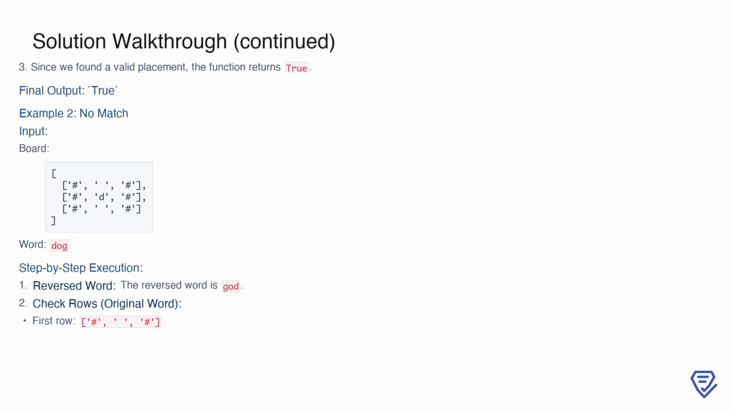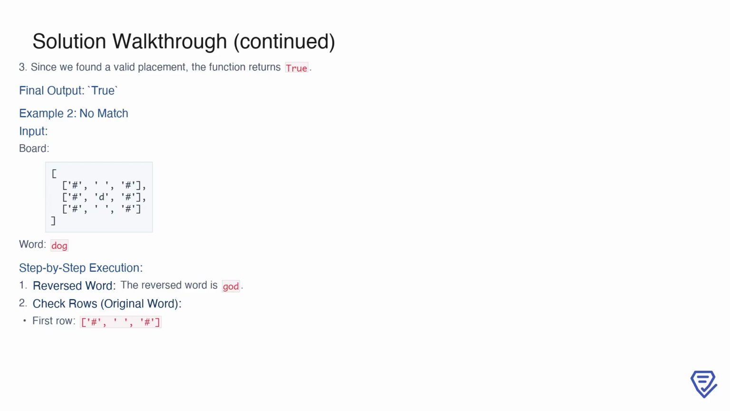Let's consider another scenario where no match exists. Here, the word is dog, and the board consists of 3 rows. We begin by reversing the word to get god. Checking the rows, the first row does not contain a segment that matches dog. Similarly, the second and third rows are also checked, but no valid segment matches the word.